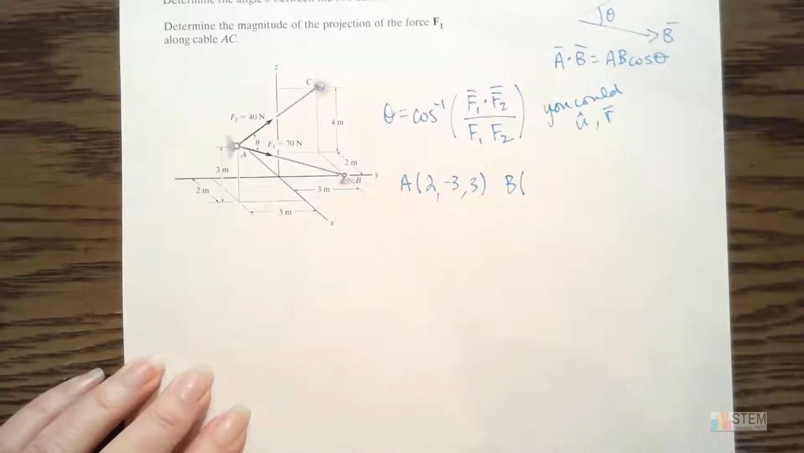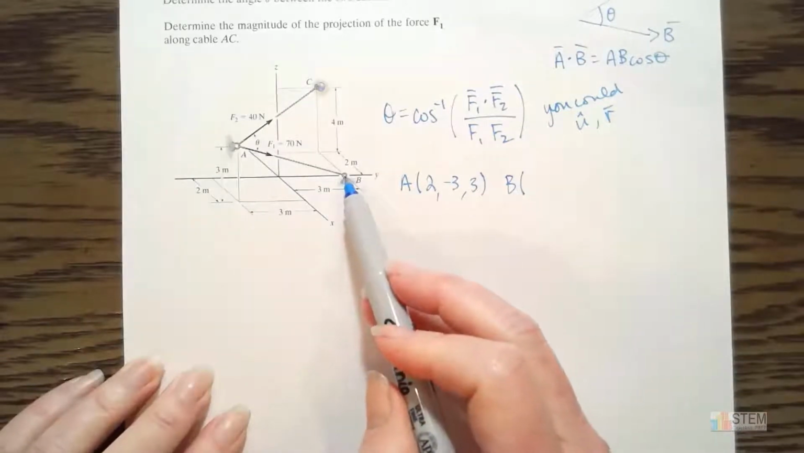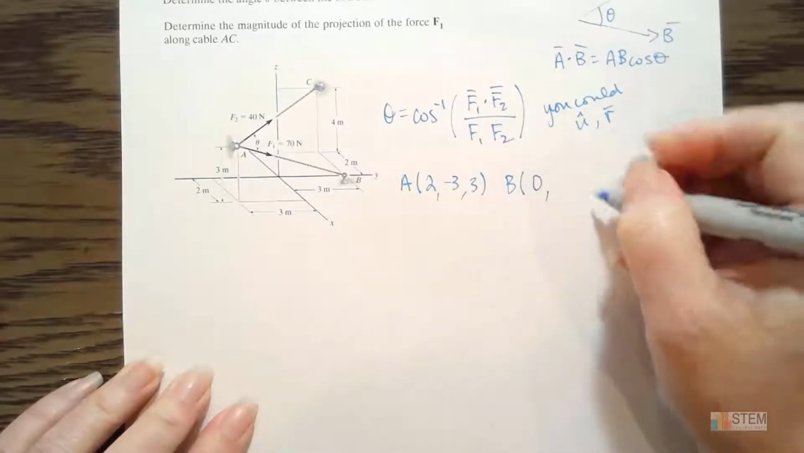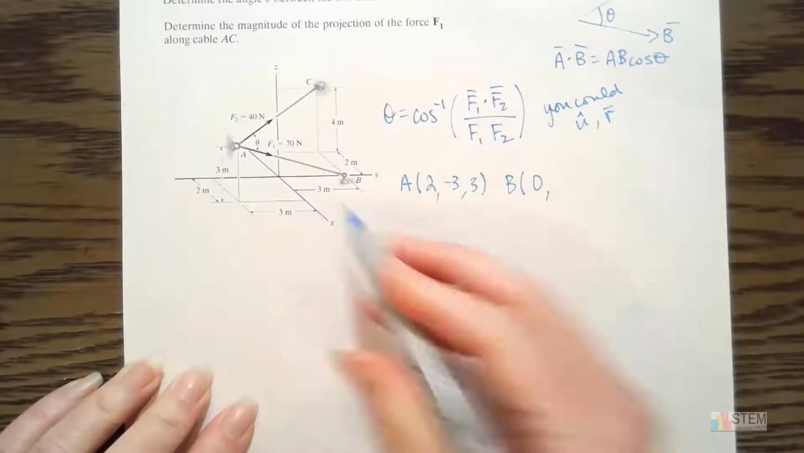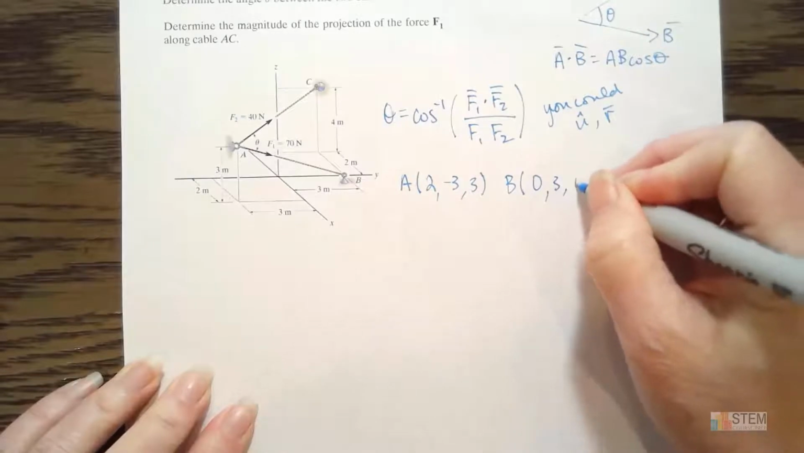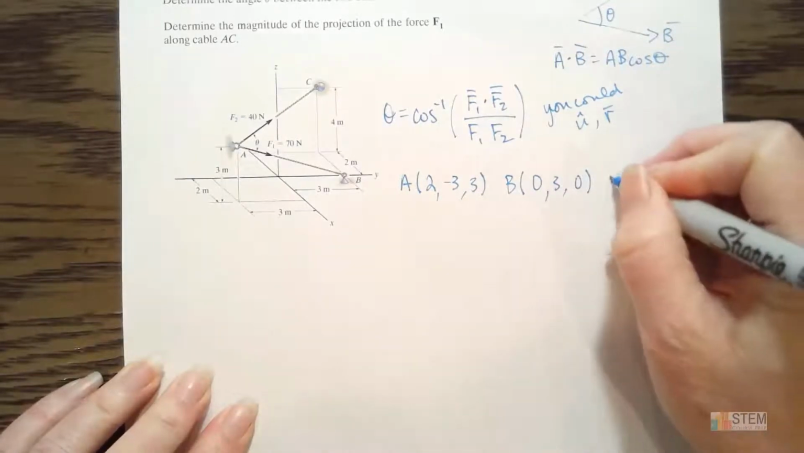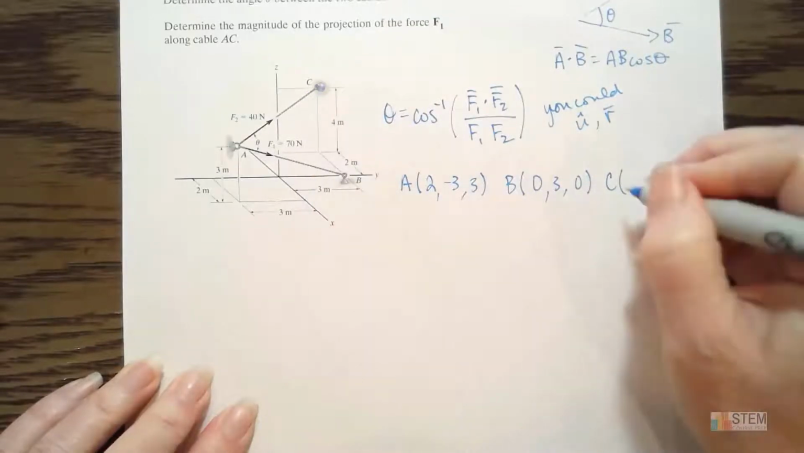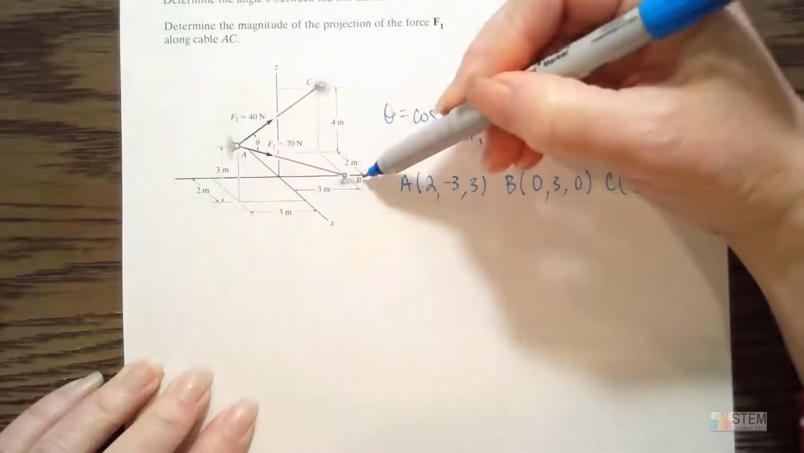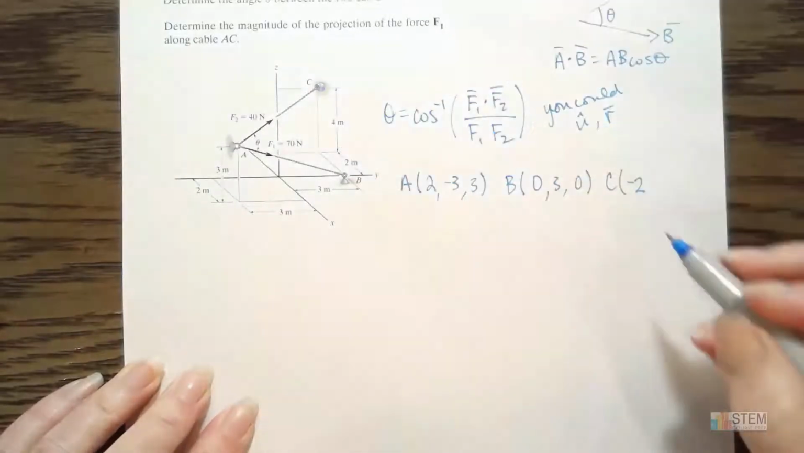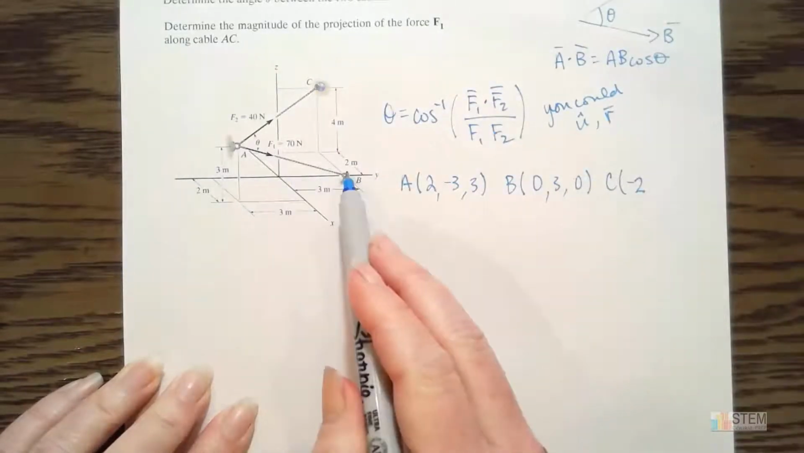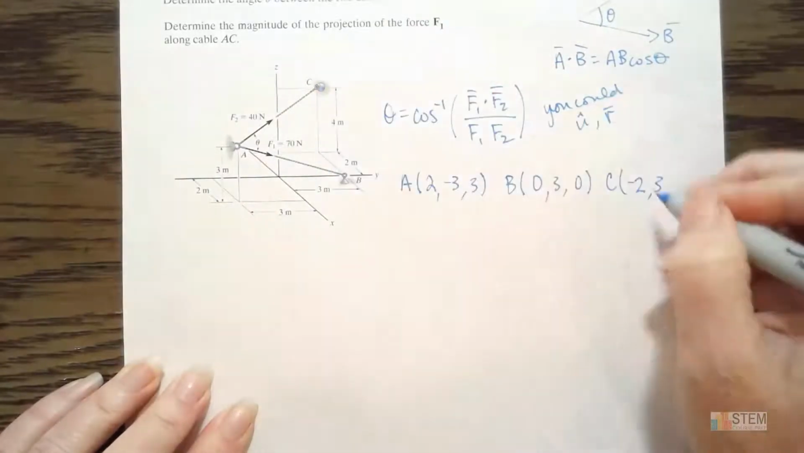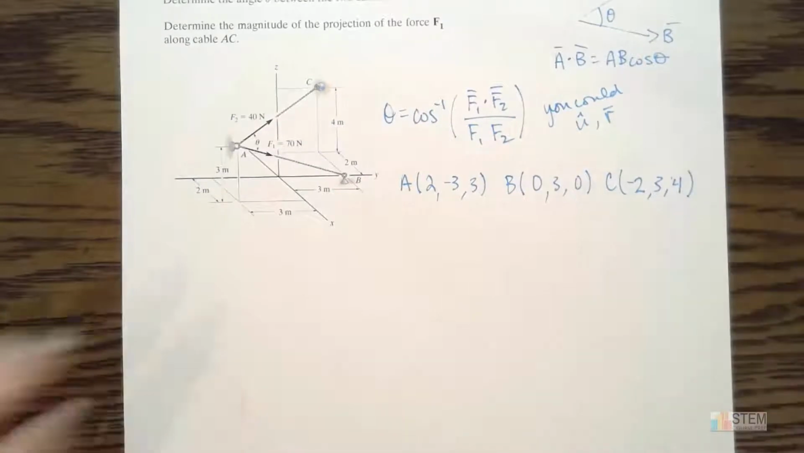B is right here. This is on the y-axis, so the x-coordinate will be 0, y is over 3 in the positive direction, and then z would be 0. And then finally C, which is up here, x will be -2 because we're going back this way. Then y, it's over this way, so that's going to be +3. And then finally we're up 4 in that z direction.